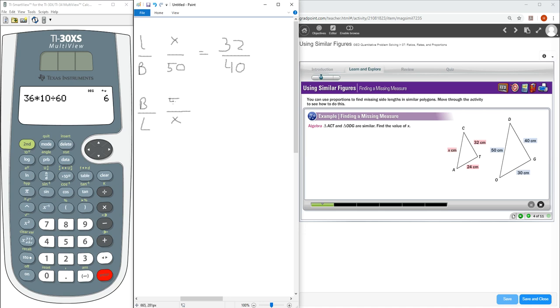Now here's where we'll do it a little bit differently. Instead of choosing these sides, let's choose these sides. On the big triangle, this side's 30. B for big, right here. So we'll put 30, and we'll put that over the corresponding side on the little triangle, which is 24.